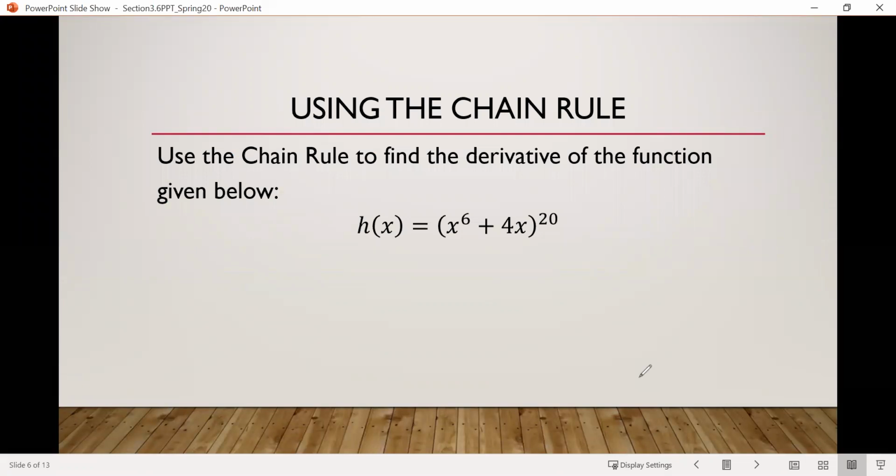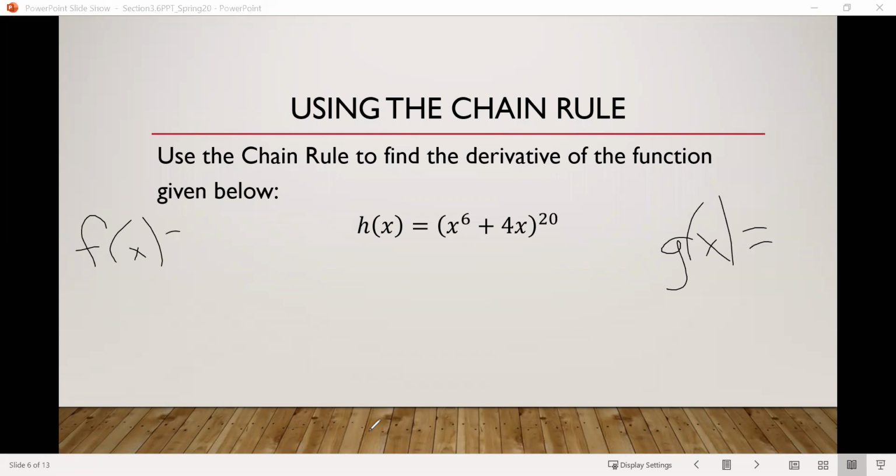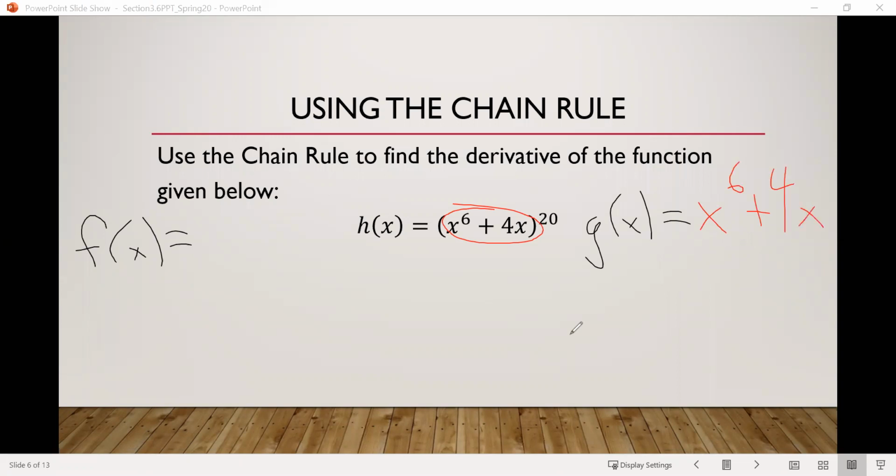Back to the one we were just talking about: h of x is x to the 6 plus 4x, to the 20th power. The first thing we want to do, based on that last slide, is identify our f of x and our g of x. Remember, g of x is the inside function and f of x is the outside function. Often it's helpful to first identify the inside function, the one that's inside another function. As we were just talking about, that would be x to the 6 plus 4x. So our g of x is x to the 6 plus 4x.